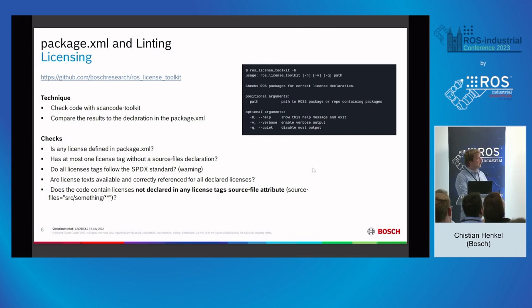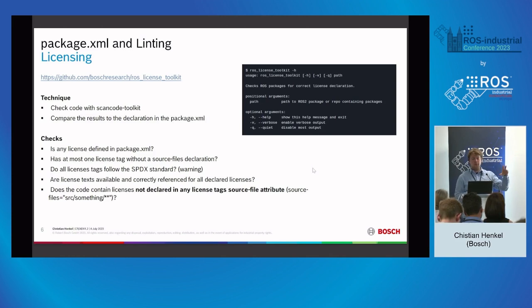For this, I made a tool that's available under this link, Bosch Research ROS License Toolkit. What it basically does is it uses a third-party tool that's called ScanCode Toolkit. This would literally scan through all the files in your repository, and it would give back anything that may hint at a license. It can find little text snippets that mention a license. It can also find commonly used headers of licenses. It can also find full license texts, of course.